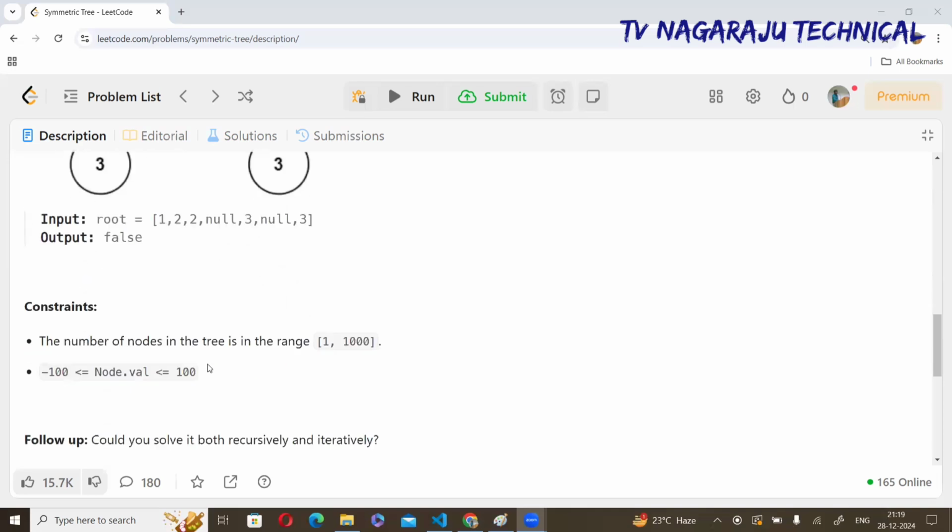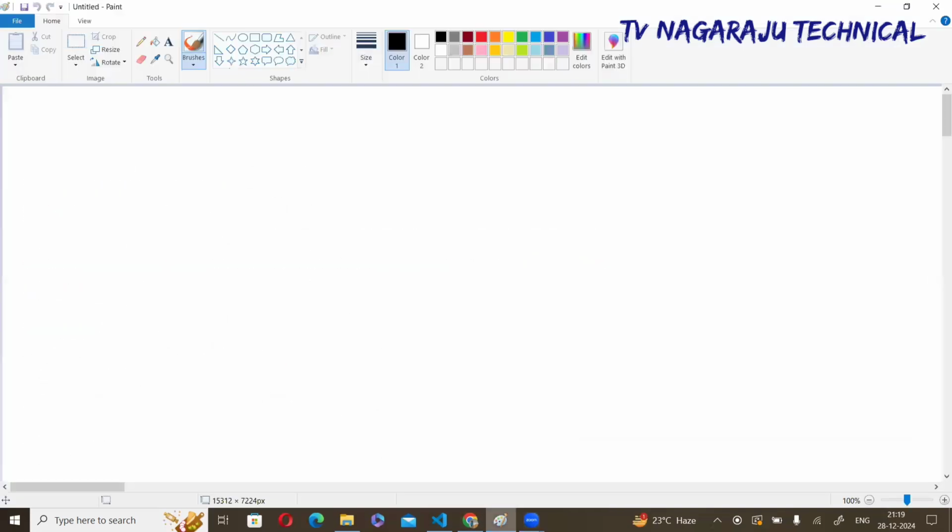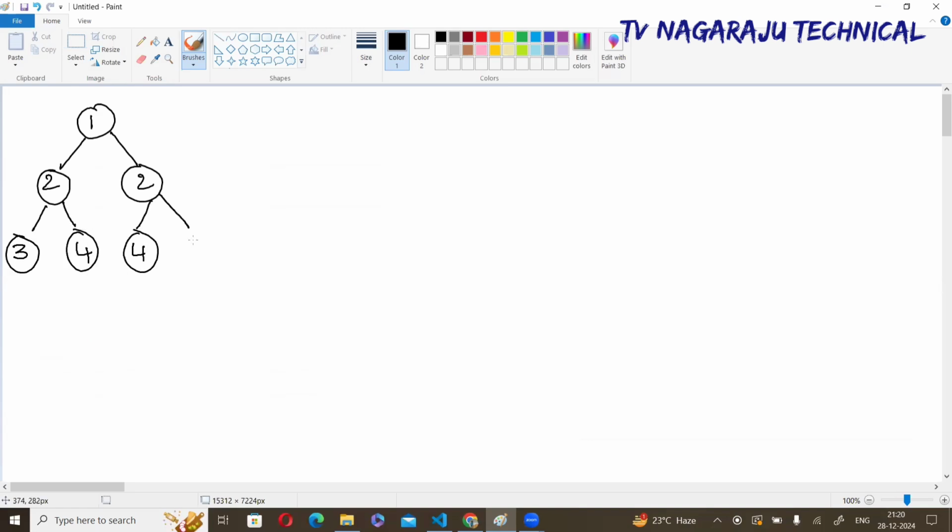So what is the output? The output is false. Now you got the point. Now we will discuss this example. What is given? 1, 2, 2. Here the left one is 3, the right is 4. Here the left is 4, right is 3. Now you need to check the conditions given in the question. Now move to the question.